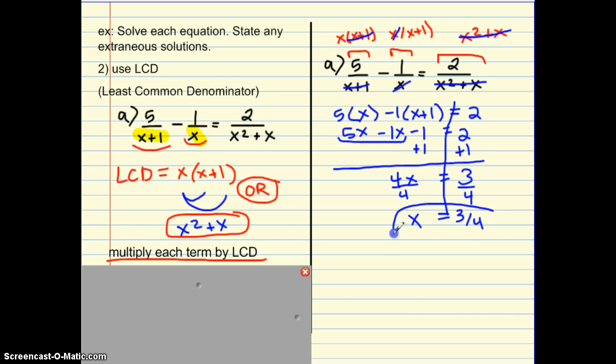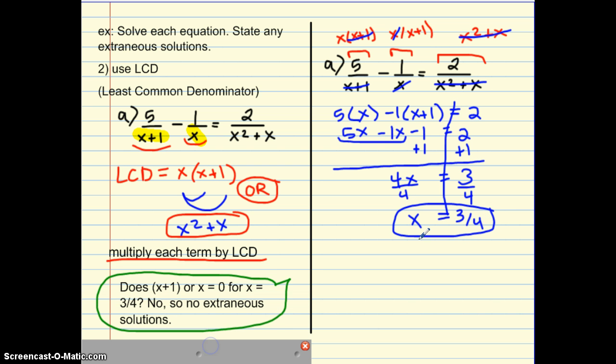And again, the question that I want to ask myself is, if I were to plug in my 3/4, does x plus 1 or x equal 0 for 3/4? Well, no, it does not, so I have no extraneous solutions there.